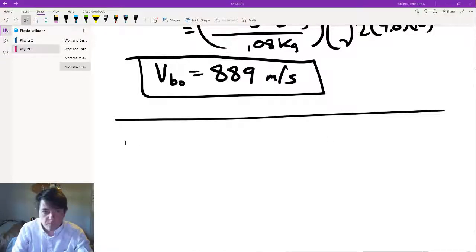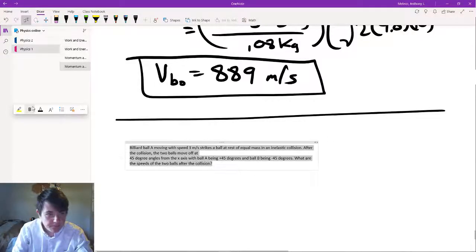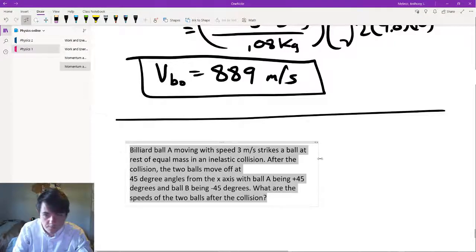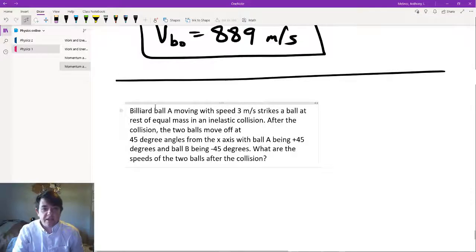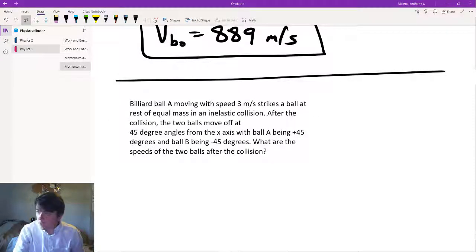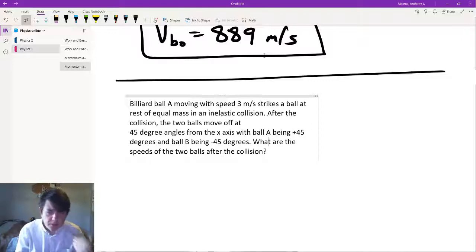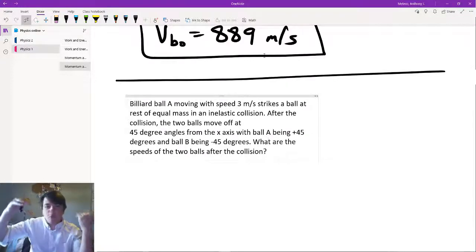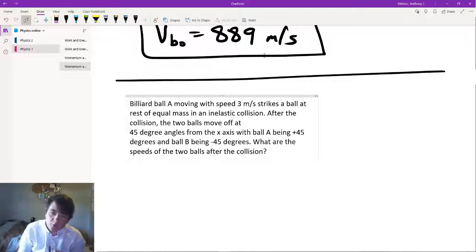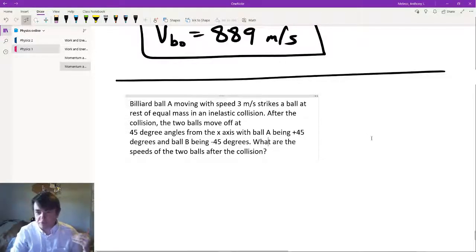The final problem is again billiard balls, everyone's favorite. This is our 2D momentum problem here. So, billiard ball A is moving at speed 3 meters per second, and it strikes a ball at rest of equal mass in an inelastic collision. After the collision, the two balls move off at 45 degree angles from the x-axis, with ball A being plus 45 degrees, ball B being minus 45 degrees. And we want to know what are the speeds of the two balls after the collision.